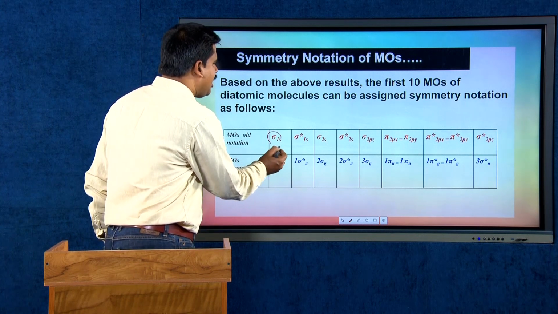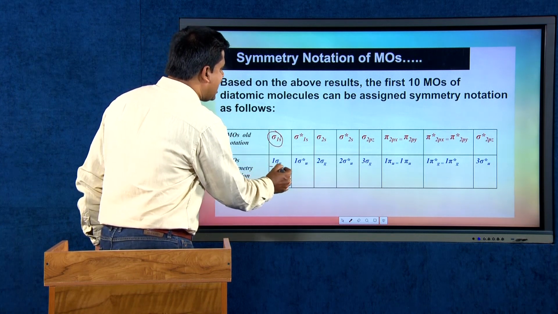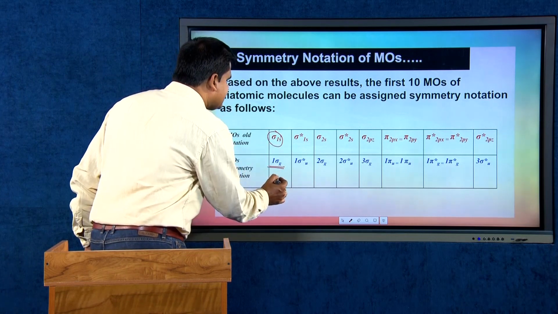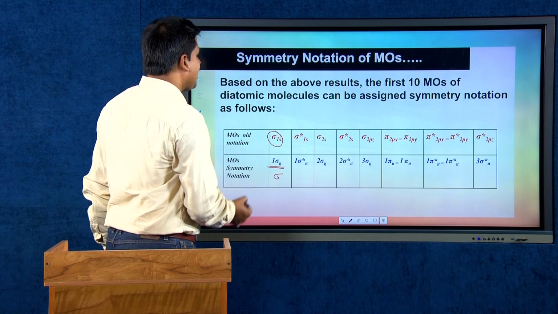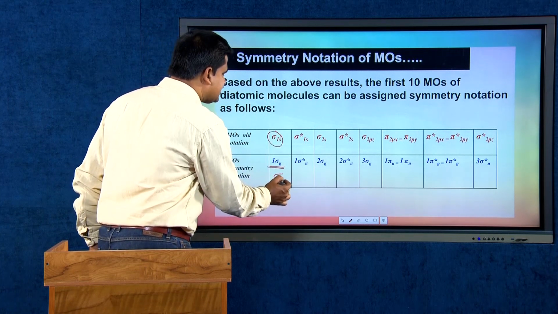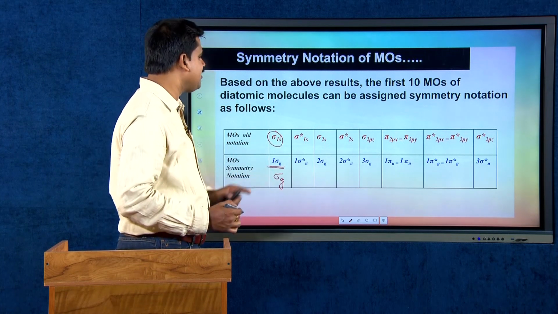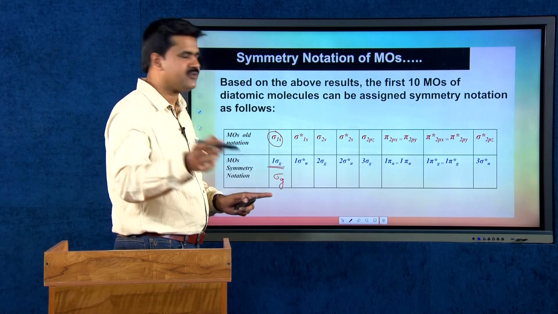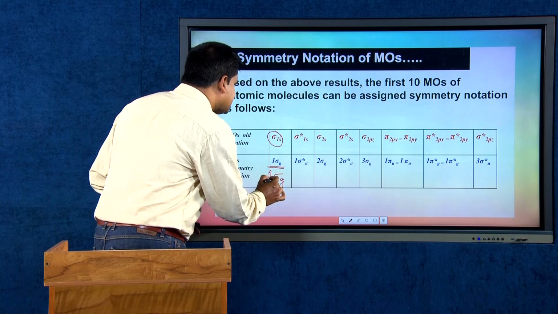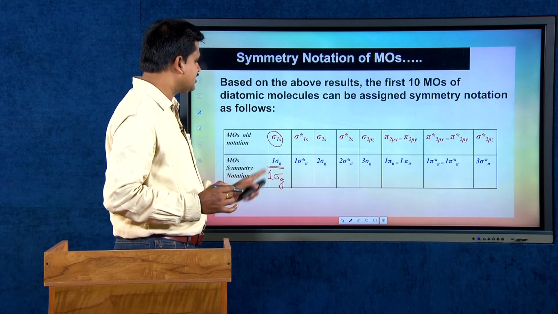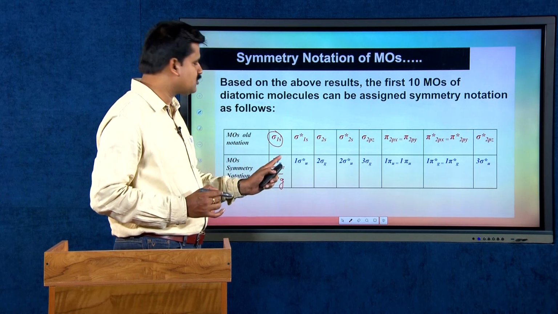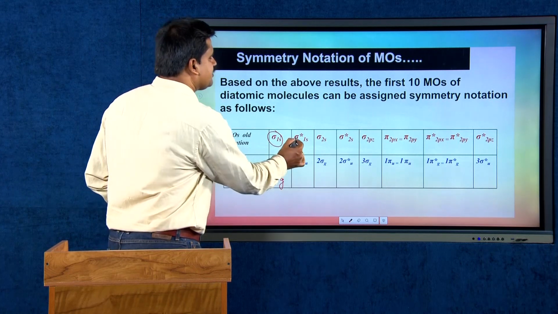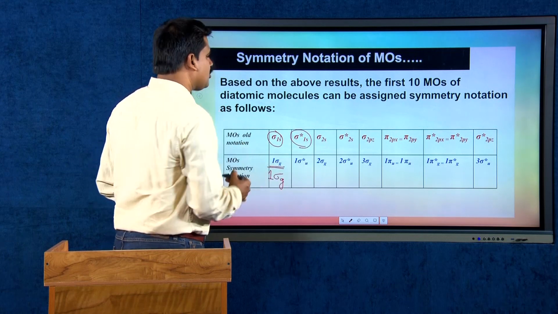This is sigma 1s. Sigma 1s is transformed into 1 sigma g. The reason is all sigma orbitals have sigma symmetry and sigma orbitals are gerade, so I put sigma g. Since this is the first sigma orbital that appears, I have to put 1 as a notation. So, 1 sigma g. 1 is a prefix here.